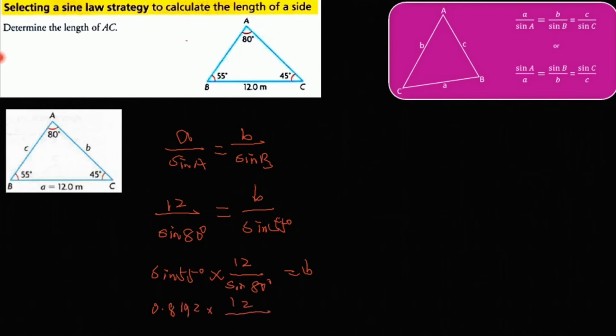12 over sine 80 is 0.948 equals B. So continues. So left side we use calculator. So it's 9.98 equals B. So the length B, this length B is about 9.98 meters.